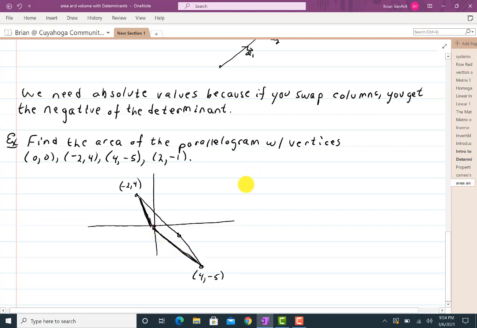So when we set up our matrix, I want the determinant of this matrix. This vector here is negative 2, 4, so negative 2, 4. And down here we have 4, negative 5. And that equals 10 minus 16, which is negative 6. We need to take the absolute value of it to get the area.